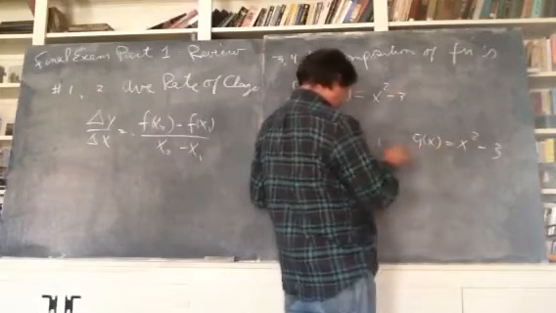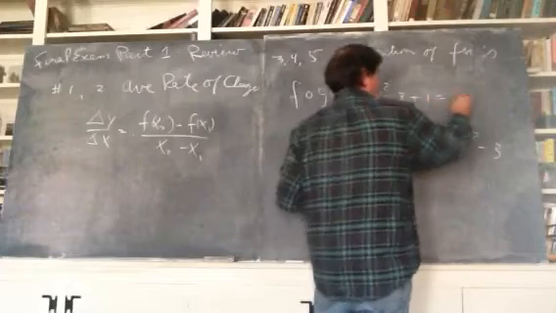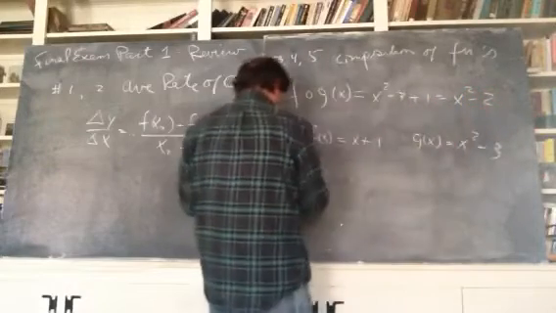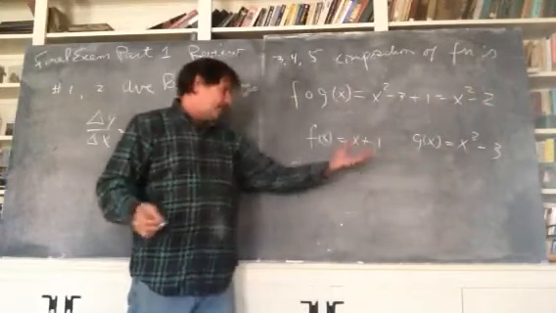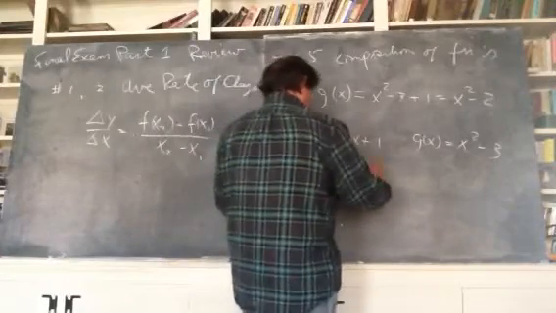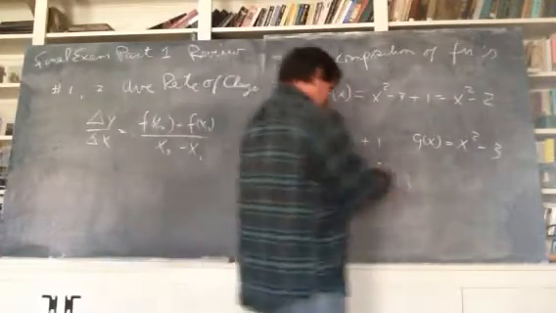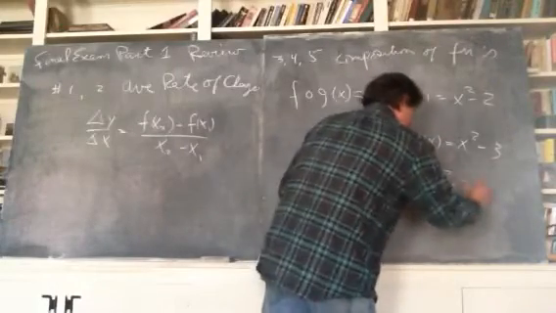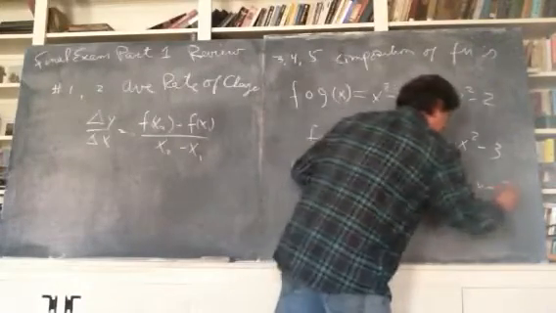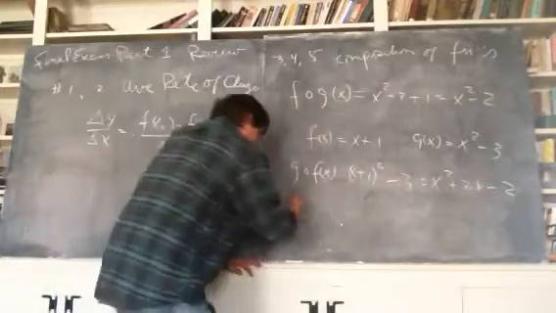X squared minus 3 plus 1, which is, and then please simplify this, x squared minus 2. And the other way around, you put f into g. So this is x plus 1 squared minus 3. And then please square that, which is x squared plus 2x plus 1 minus 3. There we go.